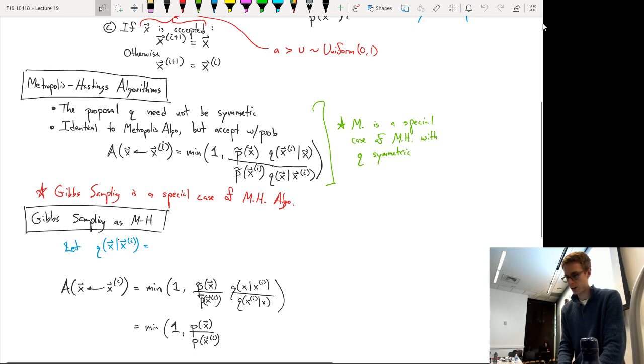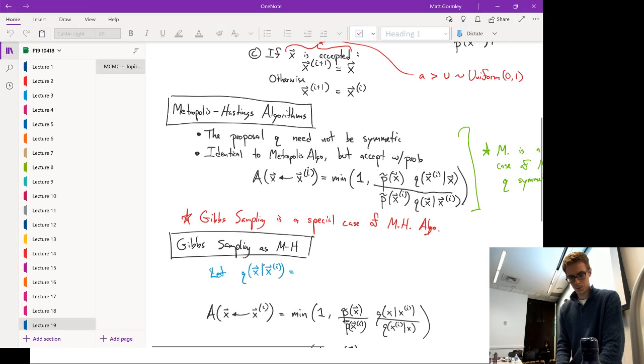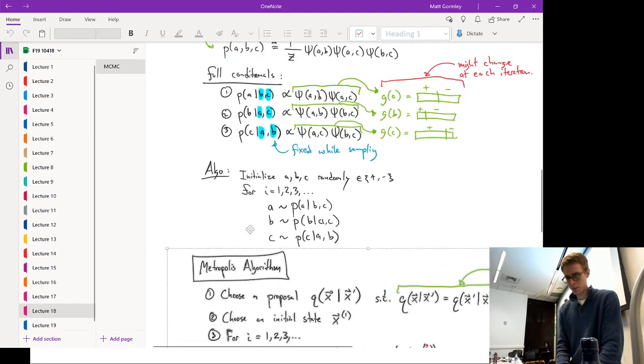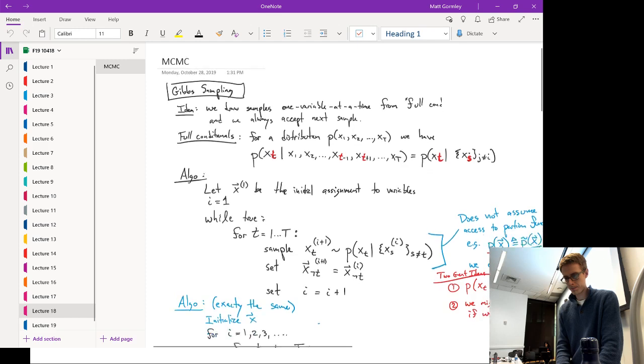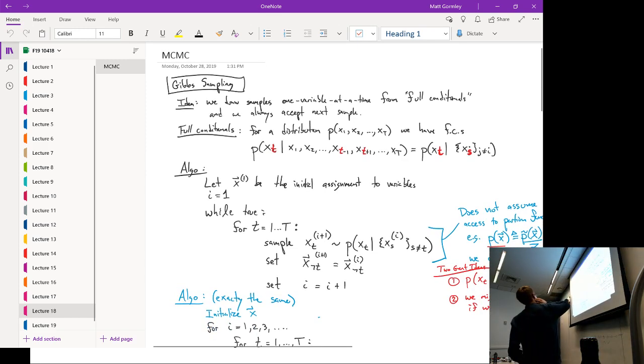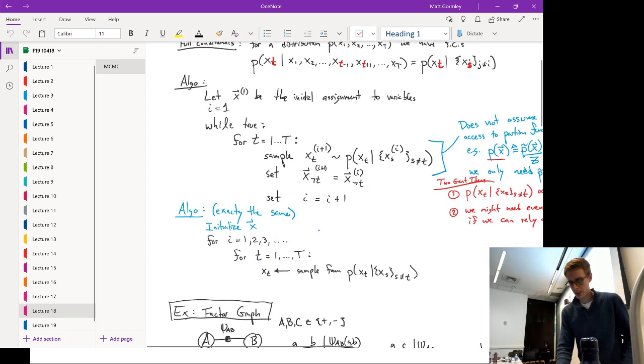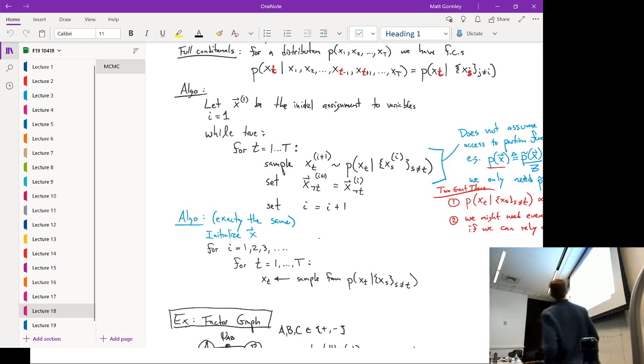Let's go back and look at that. This is what we wrote down as our algorithm for Gibbs sampling. So how are we sampling the next state? According to the full conditional. Yes, not just the full conditional, but basically one of the variables comes from the full conditional, and all the other variable values are kept exactly the same.